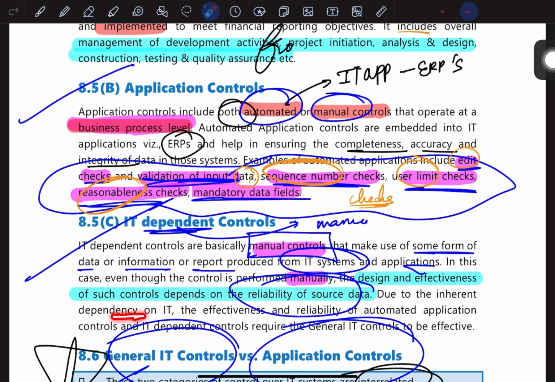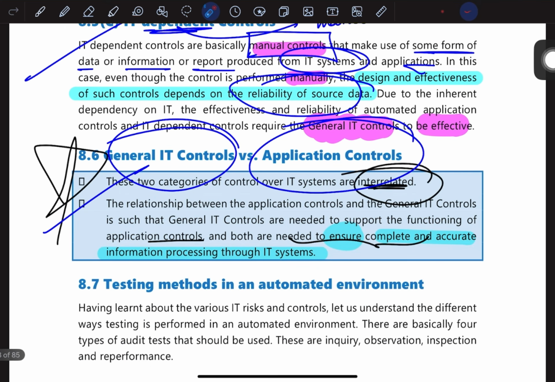So due to inherent dependency on IT, the effectiveness and reliability of automated application controls and IT dependent controls require general IT controls to be effective. So basically both your application controls as well as your IT dependent controls depend on how effective general IT control is. So they have told us about general IT controls and application controls. The two are interrelated, and the relationship between both of them is that general IT controls ensure effective functioning of application controls, and complete and accurate information processing through IT systems.